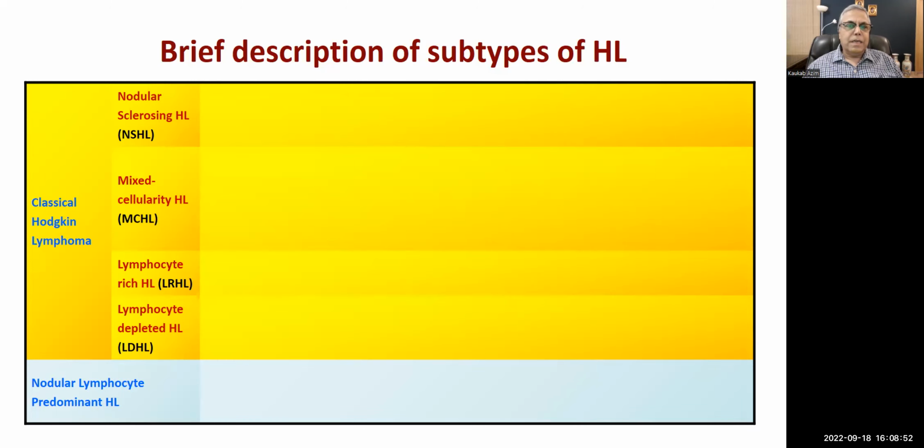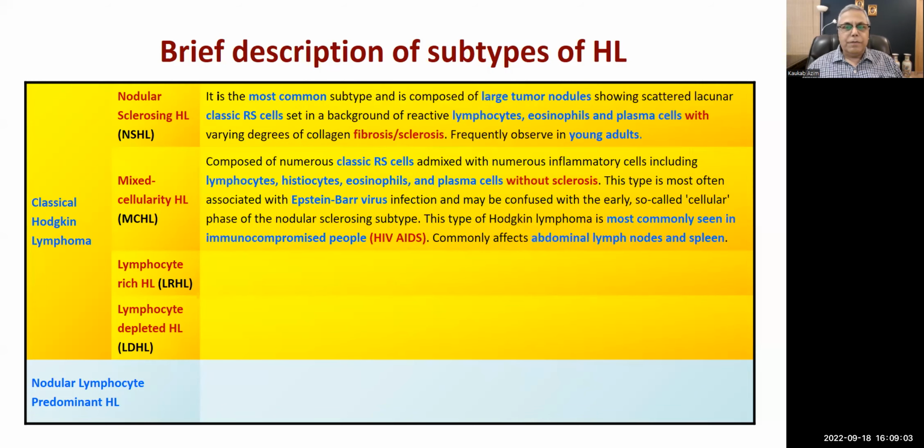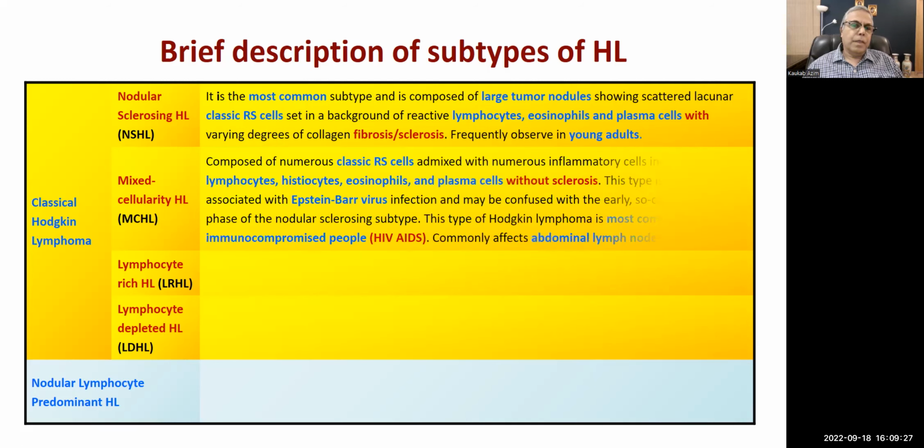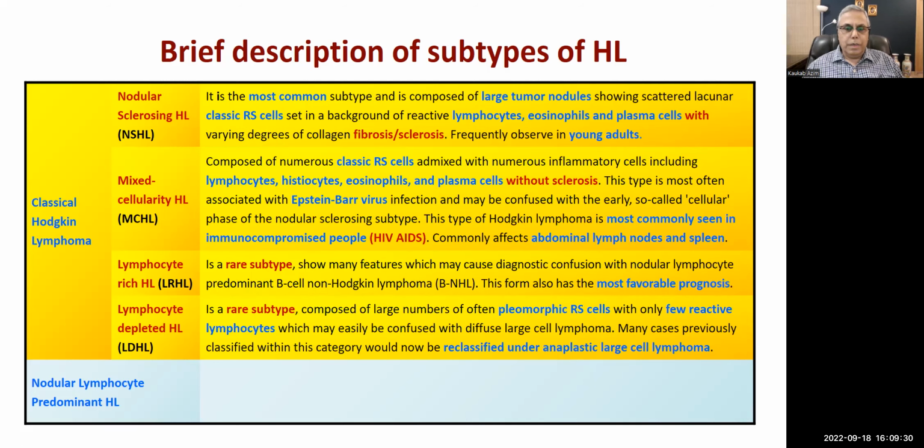Right. Now, in this slide, there is a brief description of the subtypes of Hodgkin lymphoma. I'm not going to read that, but through this description, you'll understand the differences. I've highlighted the most important point. For example, nodular sclerosing is most common. It has got large tumor nodules. We have got classic Reed-Sternberg cells. Then we have got other cell types as well. There is quite a lot of fibrosis and sclerosis in this one, and it is observed most frequently in young adults. Then the other cell types, I want you to read it on your own.